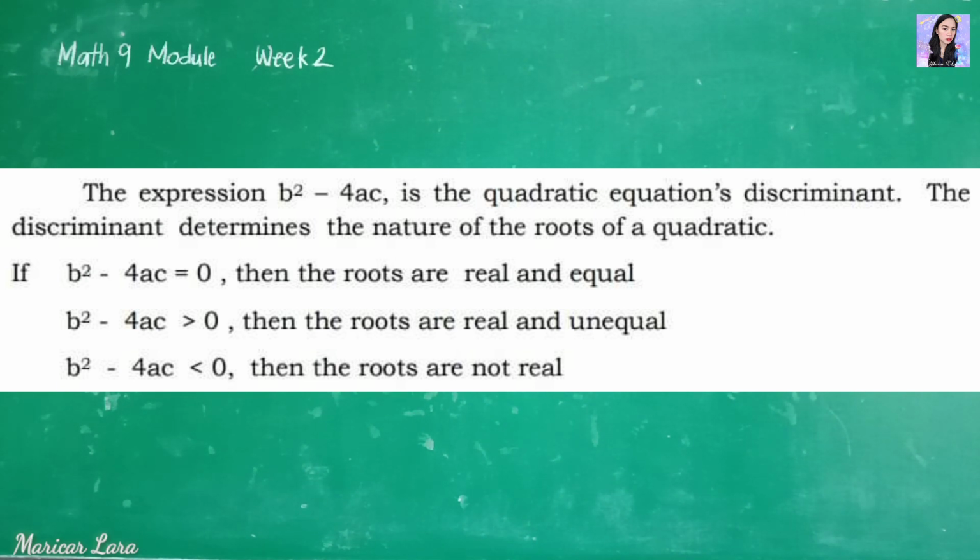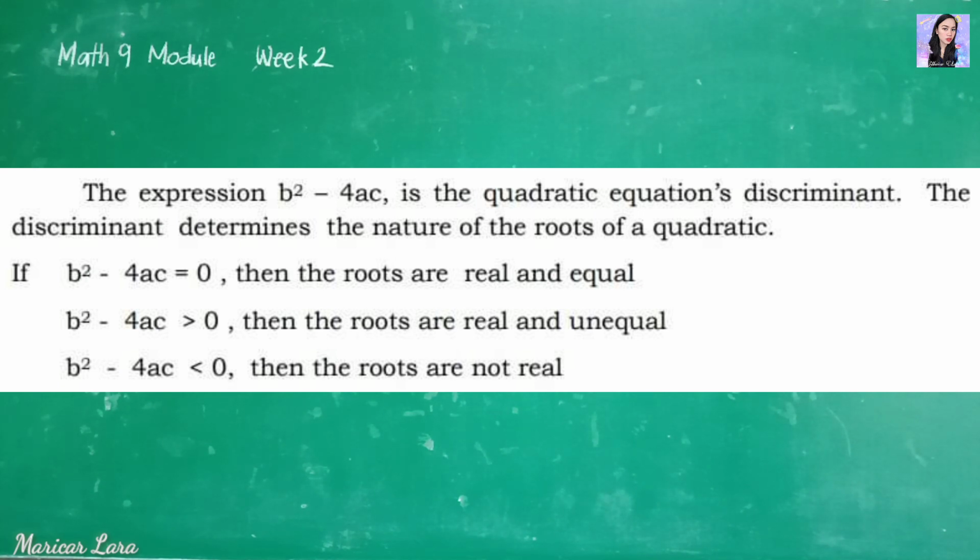So, ito po yung tatlong yon. So, kapag nakuha natin yung discriminant at siya ay nag-equal to 0, if b squared minus 4ac is equal to 0, then the roots are real and equal. So, kapag equal daw po sa 0, ang nature niya ay real and equal. If b squared minus 4ac is greater than 0, then the roots are real and unequal. So, kapag mas mataas po sa 0, kapag 1 pataas, 1, 2, 3, 4, 5 pataas, then the roots are real and unequal. Real and unequal yung kanyang nature.